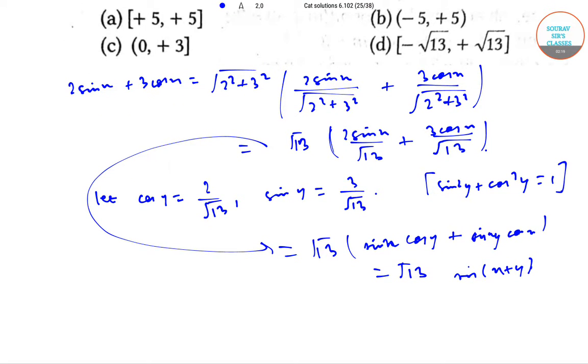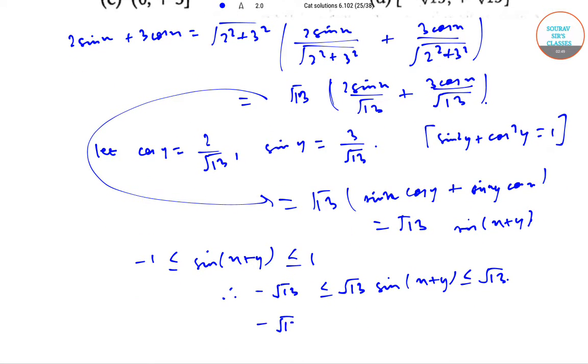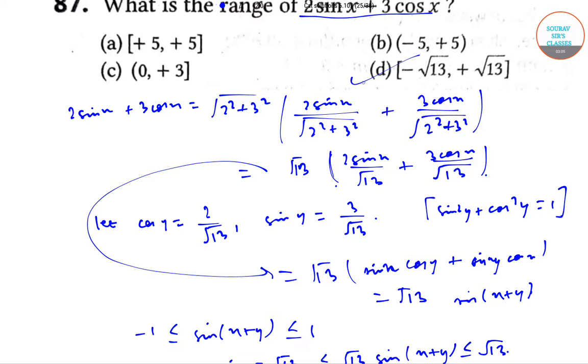Now the range of sin of x plus y is from -1 to +1. Therefore, minus root 13 is less than or equal to root 13 sin of x plus y, which is less than or equal to root 13. Hence, minus root 13 is less than or equal to 2 sin x plus 3 cos x, which is less than or equal to root 13. From this, therefore, option D is the correct option.